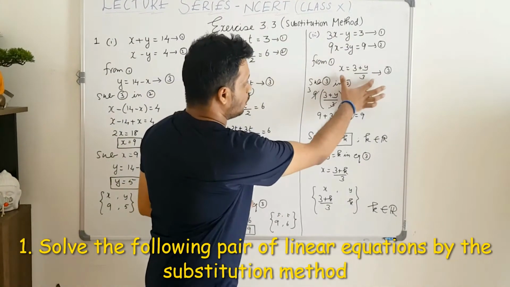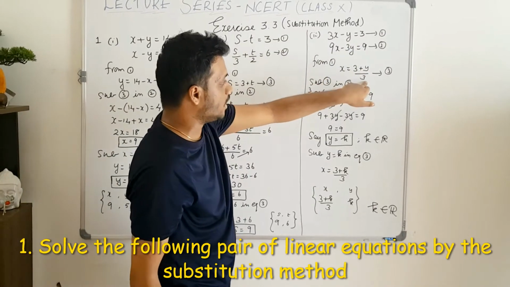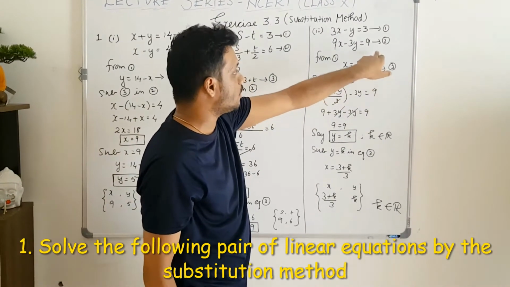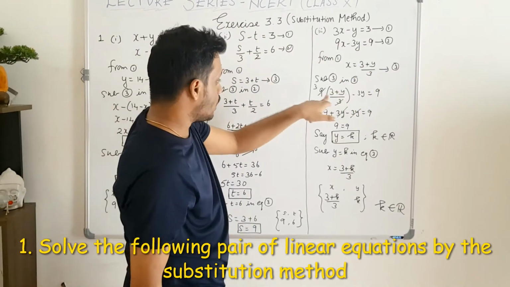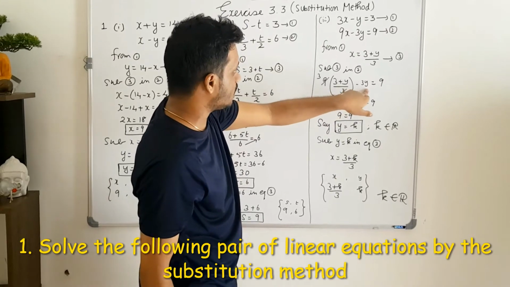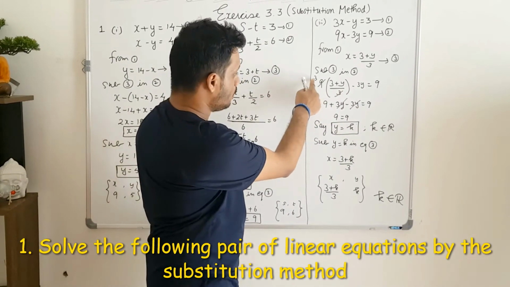So again I take any one of the equations, I picked up the first one. So I get x is equal to (3 plus y) divided by 3 and make that my new third equation. I substitute this third equation in the second equation. So I get 9 times, in place of x I put (3 plus y) by 3, minus 3y equal to 9. I see that this 3 and 9 cancel, 3 times. So I will be left with the 3 here.